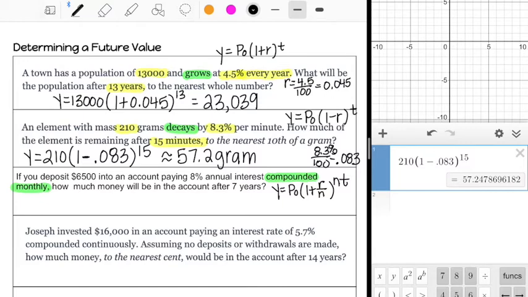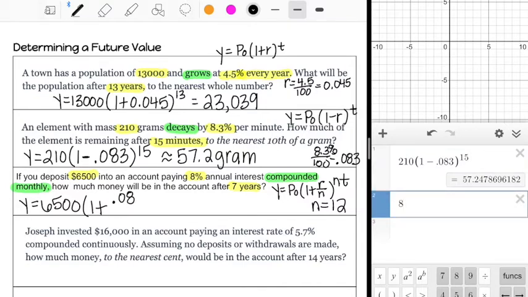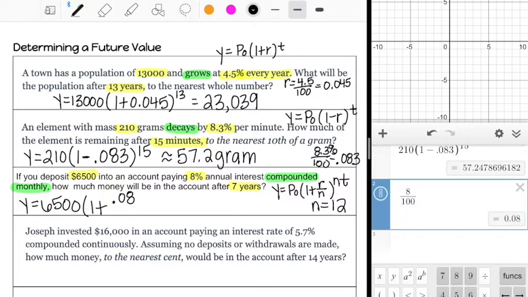So my compound is monthly. My monthly compound is going to be 12. My initial value is going to be 6,500 at 8%, and we're going to calculate that for 7 years. All right, so we have y equals, my initial value is 6,500. We have 1 plus 0.08. How do I know it's 0.08? Because if I took 8 and divided it by 100, that's going to give me 0.08. Divide that by my compound of 12, and then that's going to be raised to 12 times 7.